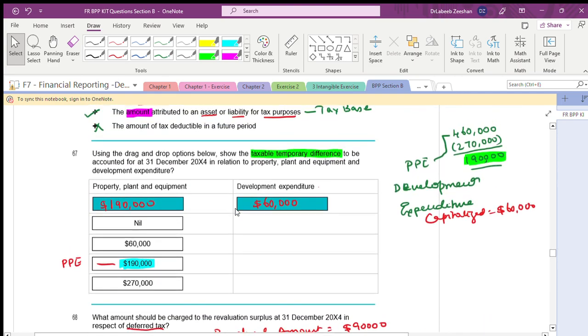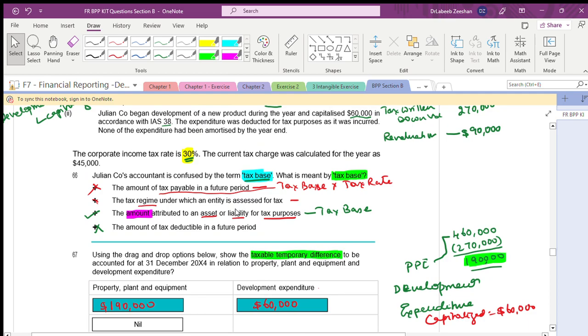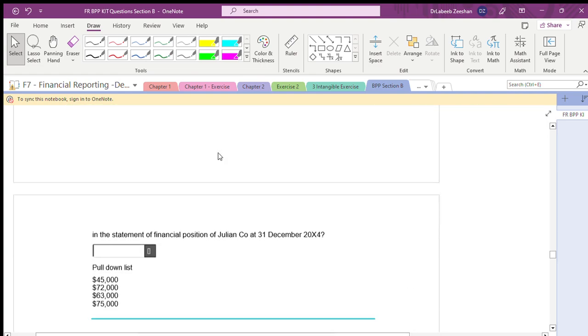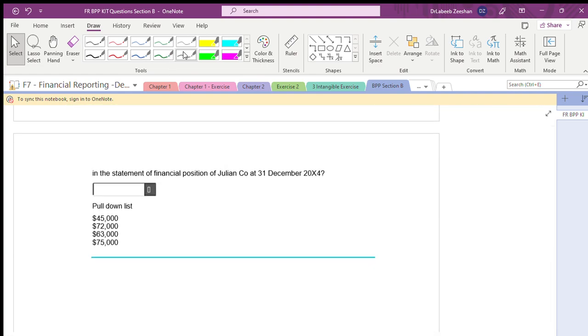They have mentioned here, we don't need to do anything, is it? Then we don't need to do anything. How much is the amount? The current tax charge, I am giving another color to this. The current tax charge as calculated for the year is 45,000. How much is the current charge they have to do? We have to make it 45,000.